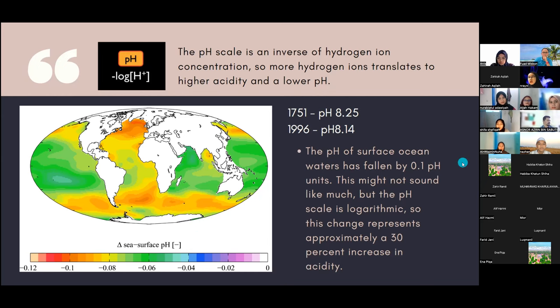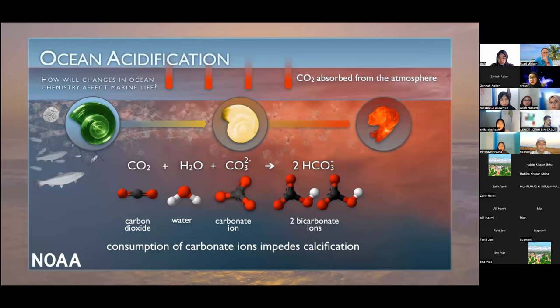All right, next slide. This is the summary presented by the National Oceanic and Atmospheric Administration, US Department of Commerce, of how ocean acidification occurs. Carbon dioxide is absorbed from the atmosphere, and as we learned in the previous lectures by Dr. Fuad, there are many sources of carbon dioxide being absorbed into the oceans, as well as other sources like the byproducts of marine organisms. When carbon dioxide mixes with water, it produces carbonic acid, which can dissociate into bicarbonate ions.